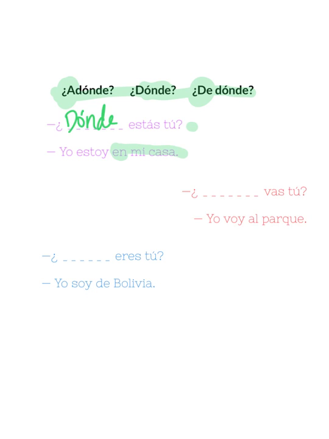Okay, the next one, right? Blank vas tú, going you, right? And the answer says yo voy al parque. Well, what do we see right here? A and to a place. So that's going to be to where? A donde? Where are you going?